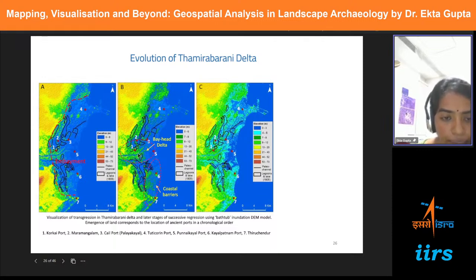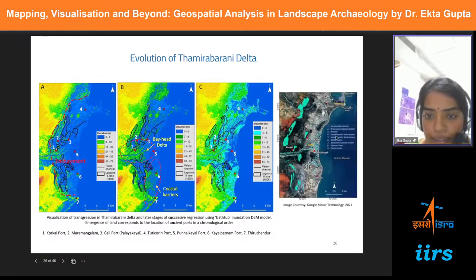And when this delta would have formed, this Korkai was the active port, and gradually when it was expanding, prograding towards the sea, it became defunct, and then another port, Kayal, was established here. And then gradually this also became defunct because of sedimentation, rapid sedimentation in this area. And then this Pune Kayal and Kayalpatnam came into existence, and now this Tutukuri is the port here.